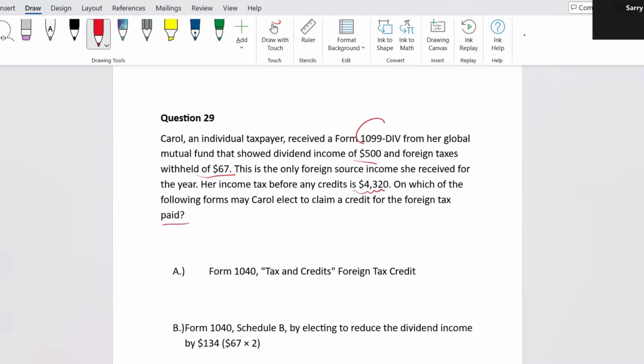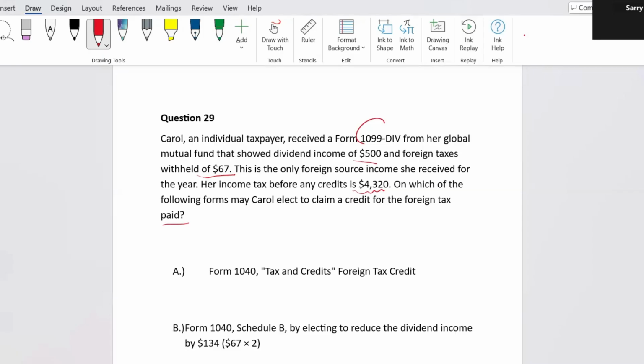So typically you have 2 options with foreign taxes paid. You can either get a credit for the amount paid, or you can get a deduction for the amount paid. So you can't do both. It's one or the other. And tax 101, usually a credit is better than a deduction. But the question is already leaning towards that. It's not asking us should she take a credit or a deduction. It's saying where does she take it? On which form does she use to take the foreign tax credit?